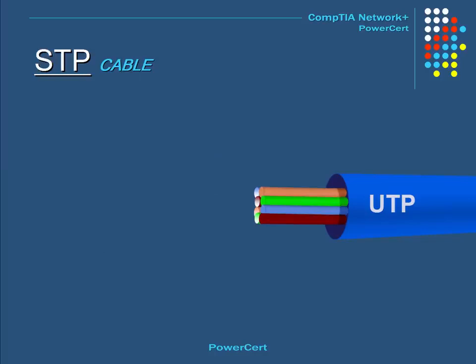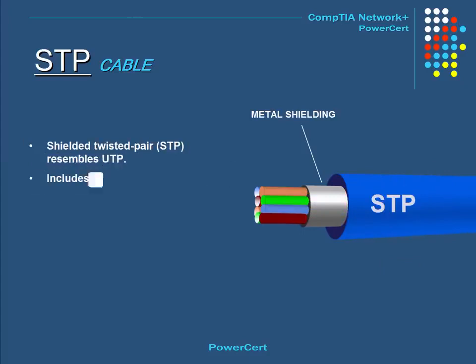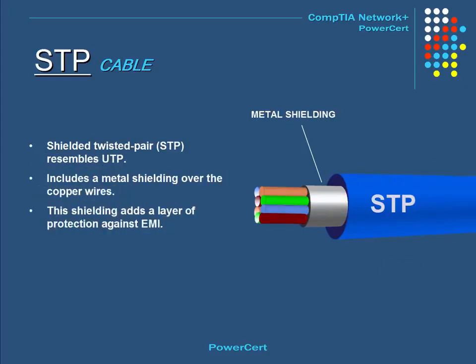Now, shielded twisted pair is very similar to unshielded twisted pair, except that it has a foil shield that covers the wires. This shielding adds a layer of protection against electromagnetic interference leaking into or out of the cable.